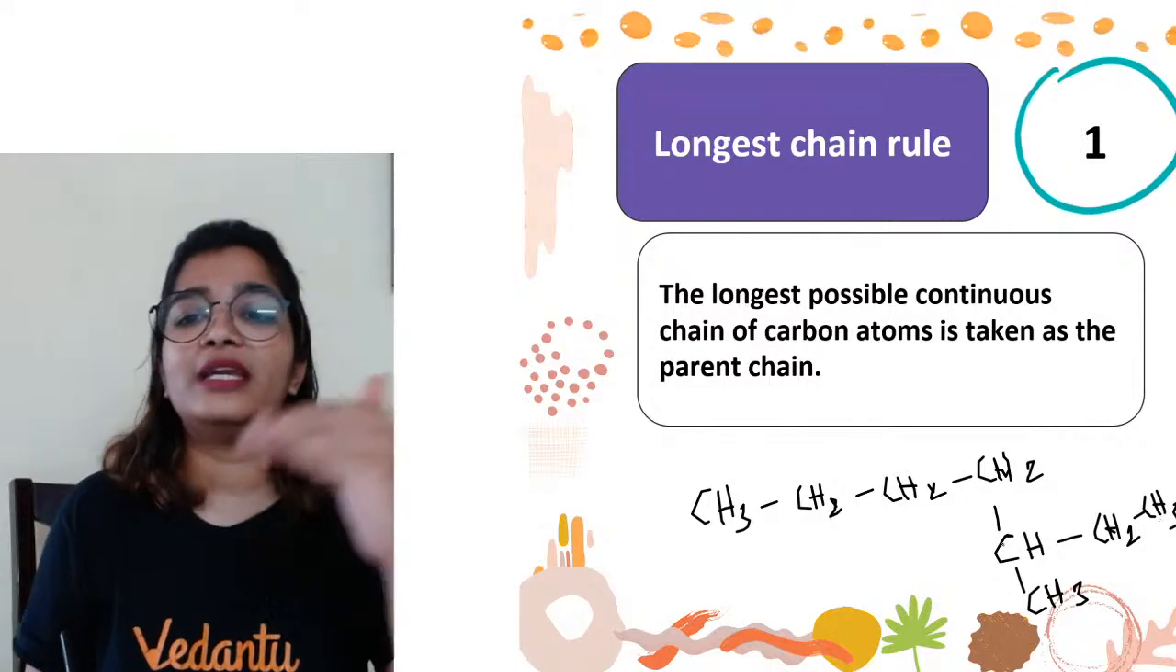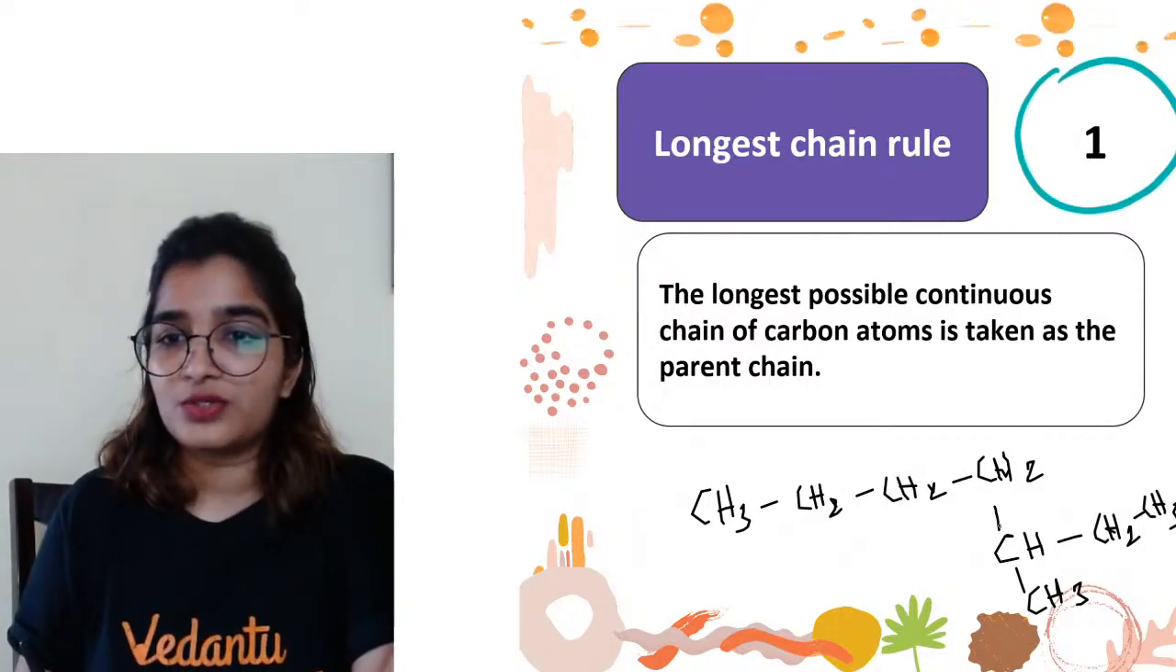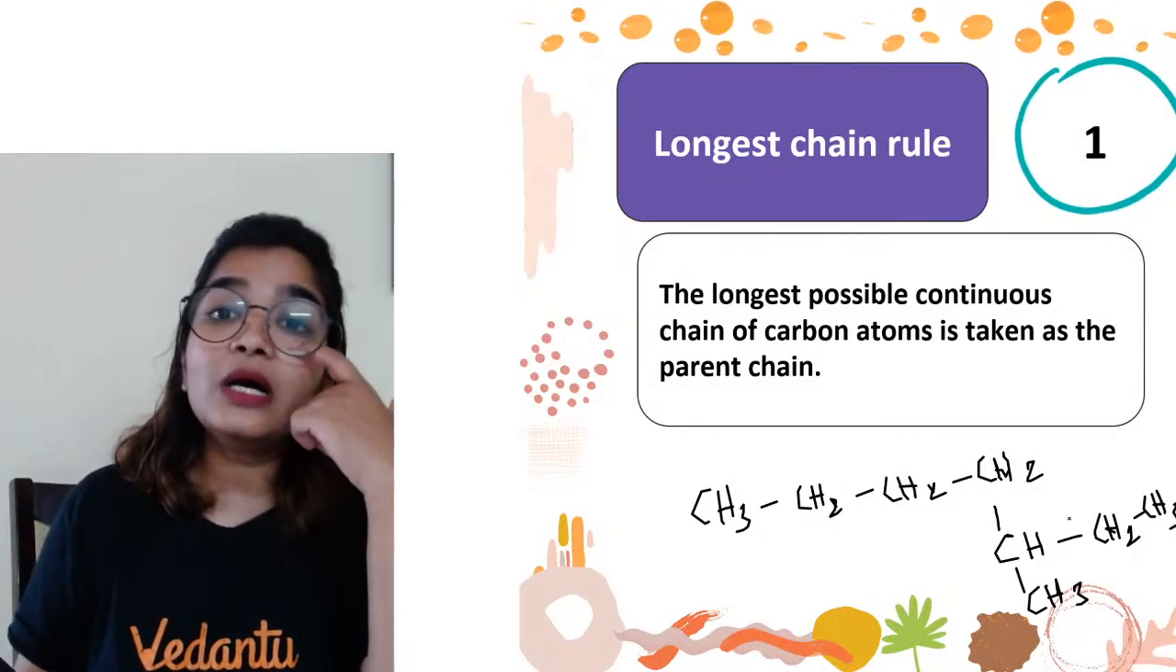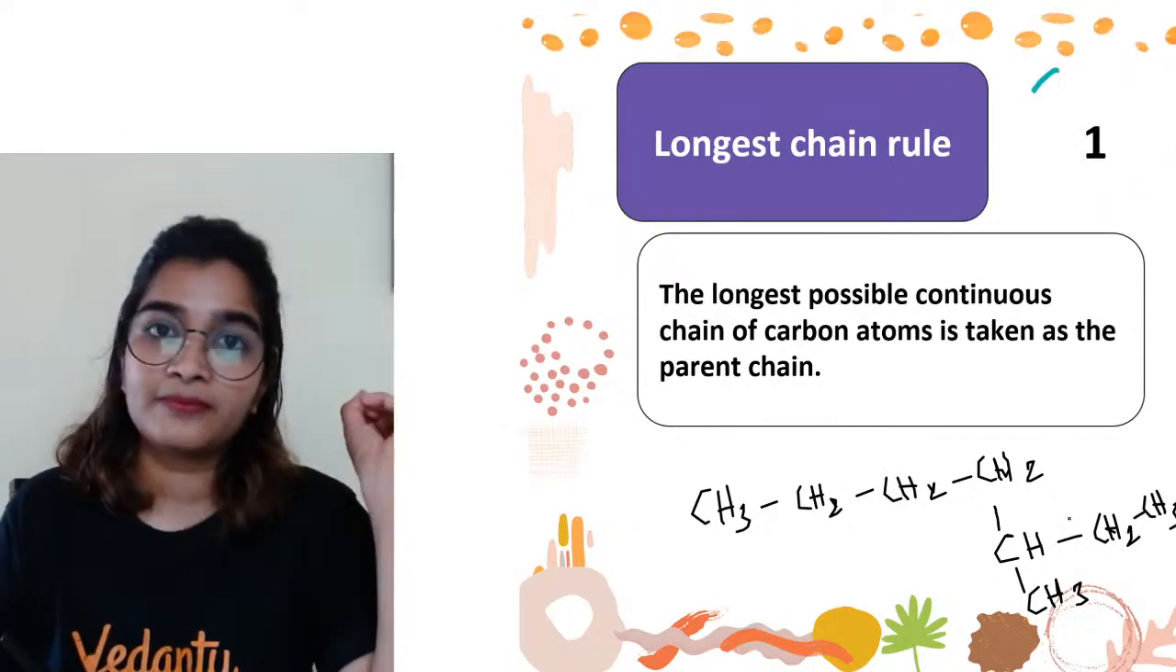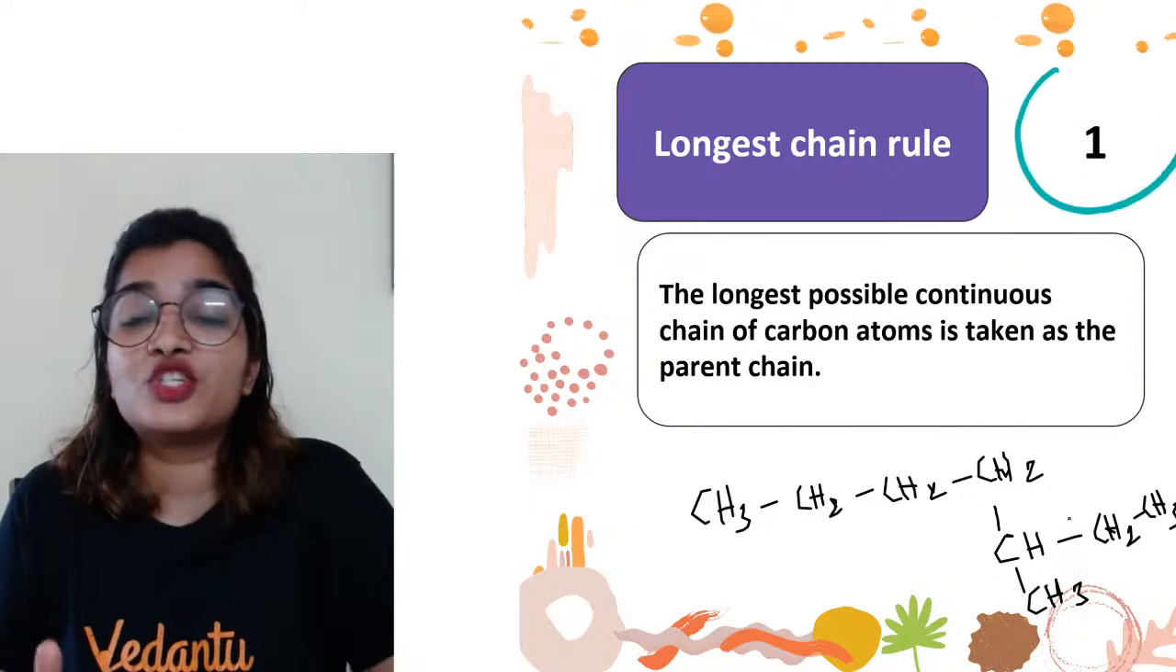Okay, मान लो A हमारा compound है. So 1, 2, 3, yes. So now how will I choose the longest carbon chain? What is the meaning of that longest chain rule?